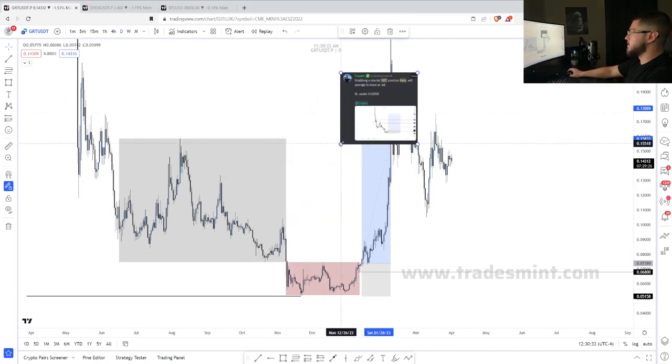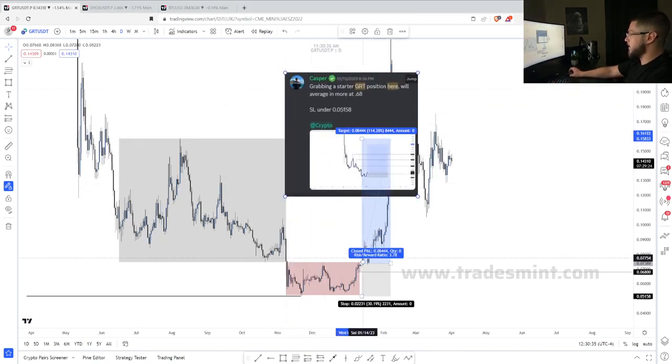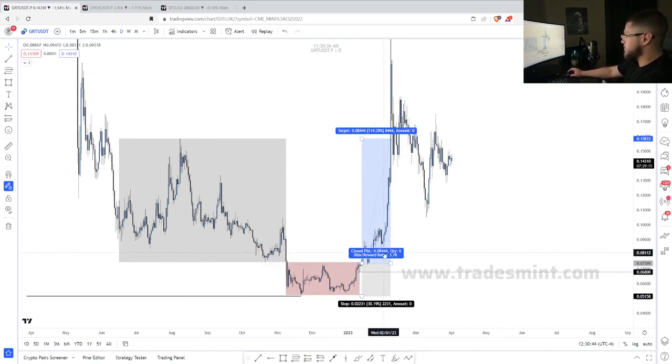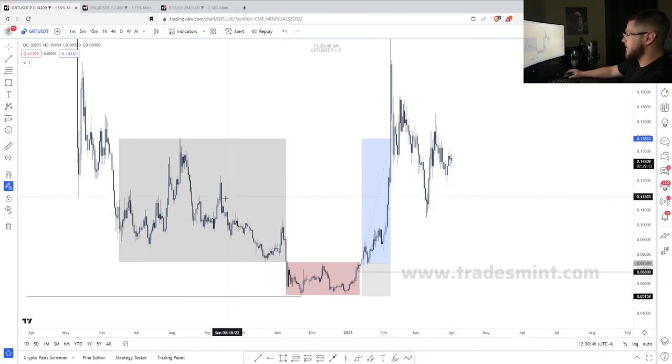Yeah, it was on the 13th, right? So we had the 13th. We're going to average in at those equal lows. Now, literally just to push back into this original range, that's enough for the trade. Now, again, if we have good risk to reward, there you go. We took profits a couple times along the way.